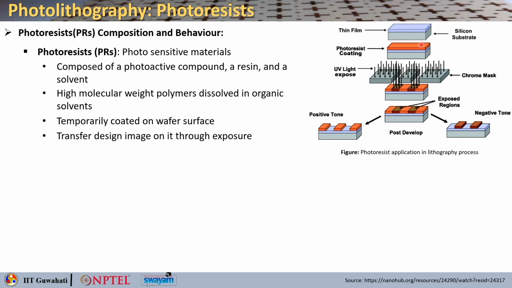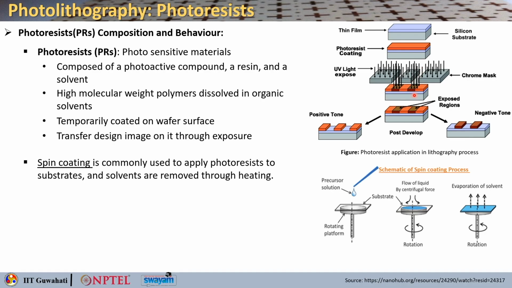Okay. And then whatever the design that you want to transfer, you put a chrome mask like this and then you do the UV exposure. So, through the gaps UV light can go and hit your photoresist, and this is how you are transferring the design from the mask onto the photoresist, right.